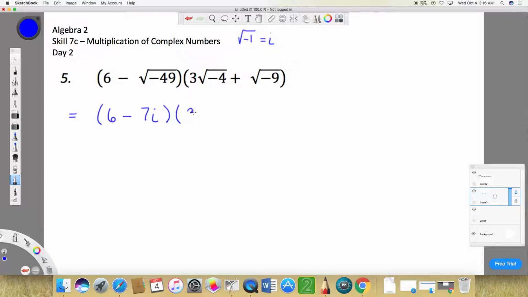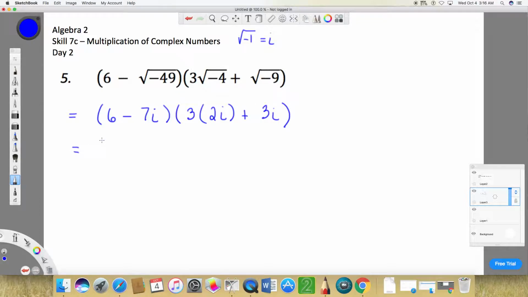And over here we've got 3 times the square root of -4. We know that negative sign is going to introduce i into our answer, that 4 is a perfect square, that the square root of -4 is 2i, and that's going to get multiplied by 3. And then over here, we know that the square root of -9, that negative is going to introduce i into our answer, the imaginary unit, and the square root of 9 is 3 because 9 is a perfect square.